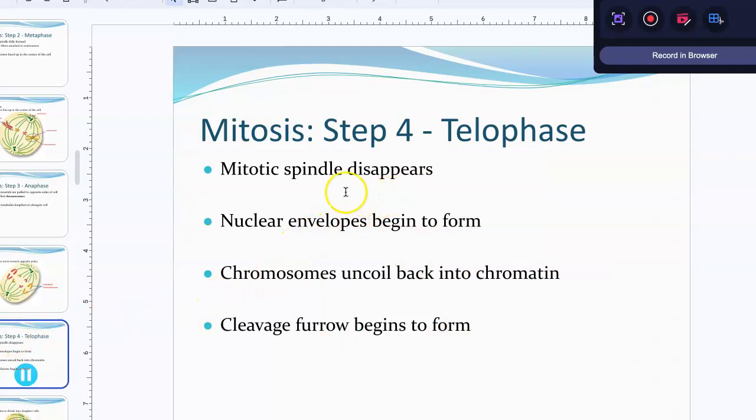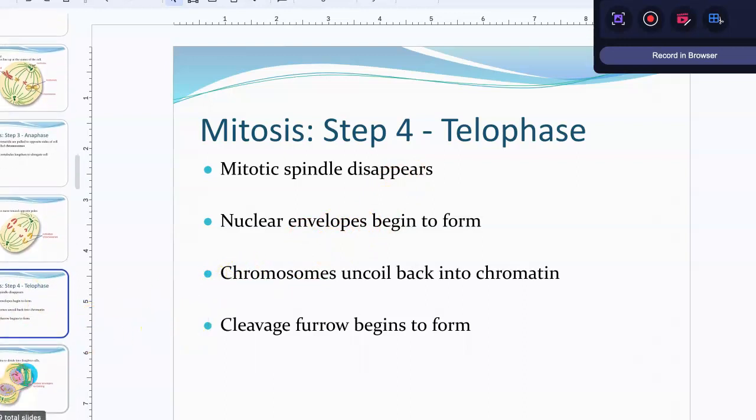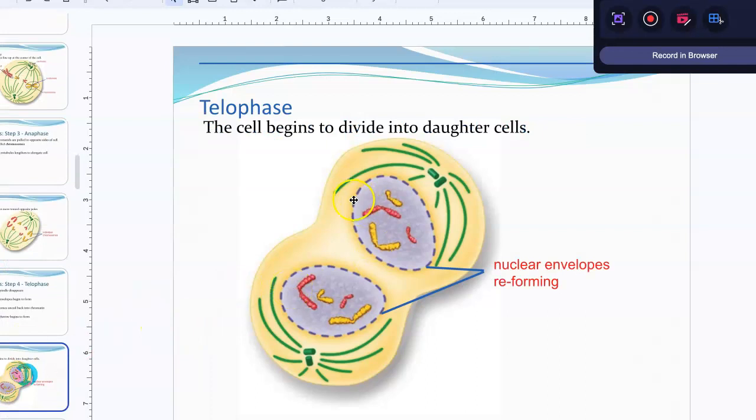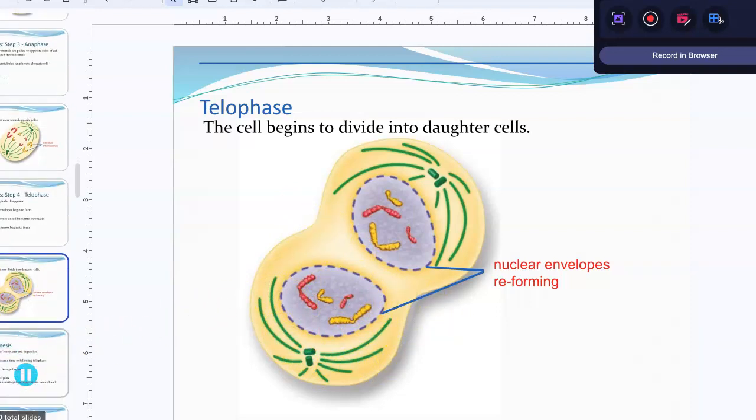Then we have telophase, where the mitotic spindle disappears. Nuclear envelope begins to form, chromosomes coil back to chromatin, and cleavage furrow begins to form. So this is basically getting ready to be a brand new cell. Here you can see the nuclear envelope forming, the spindles going away, the cell starting to pinch in, and we will have two new daughter cells.